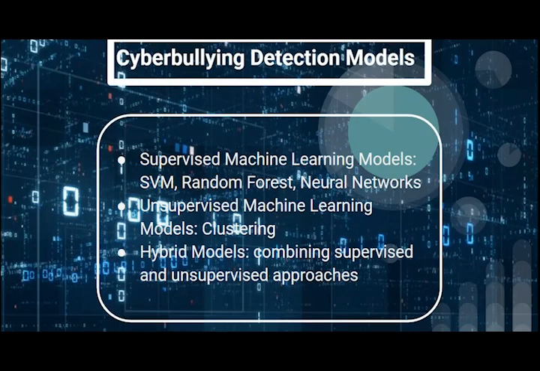Cyberbullying detection models can be of three types: supervised machine learning models, unsupervised machine learning models, and hybrid models. Supervised machine learning models are models that are trained on labeled input with the corresponding output. Examples of supervised machine learning models used for cyberbullying detection include support vector machines, SVM, random forest, and neural networks.